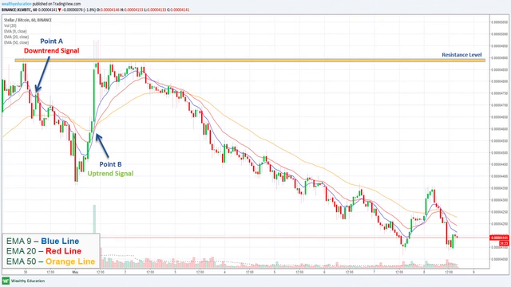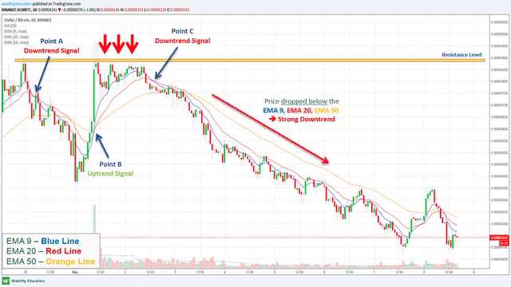As you can see, the resistance level stopped the price from rising many times, so we could guess that the trend would likely reverse soon. The price started to drop when the EMA 9 crossed below the EMA 20 at point C. When the price fell below the EMA 50 and EMA 50 was above the blue and red lines, we could consider this a strong downtrend.